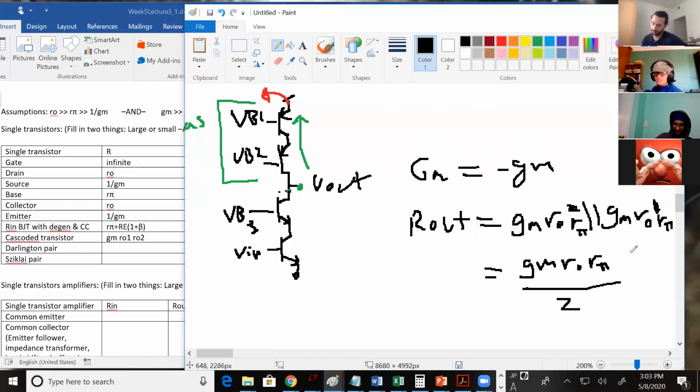Okay, more questions? You said the first step is zeroing out DC sources. So why didn't we zero out V bias 1 and V bias 2? They would be zeroed out. You're right.